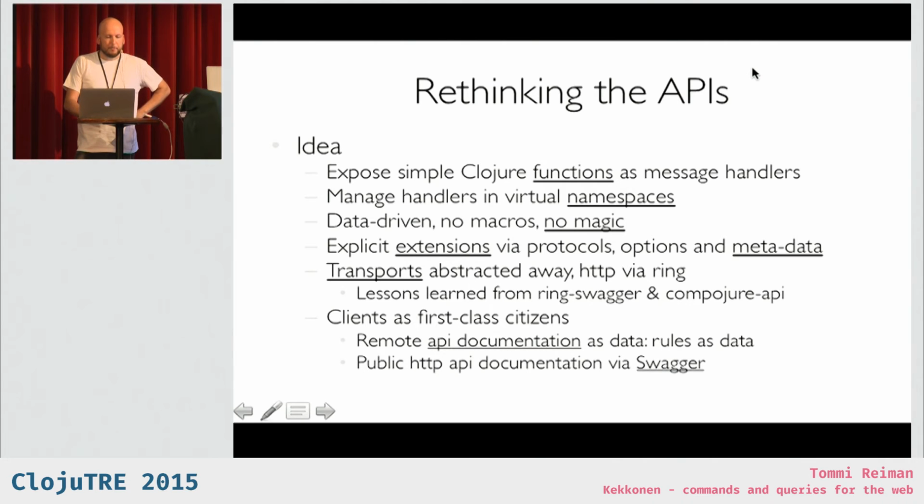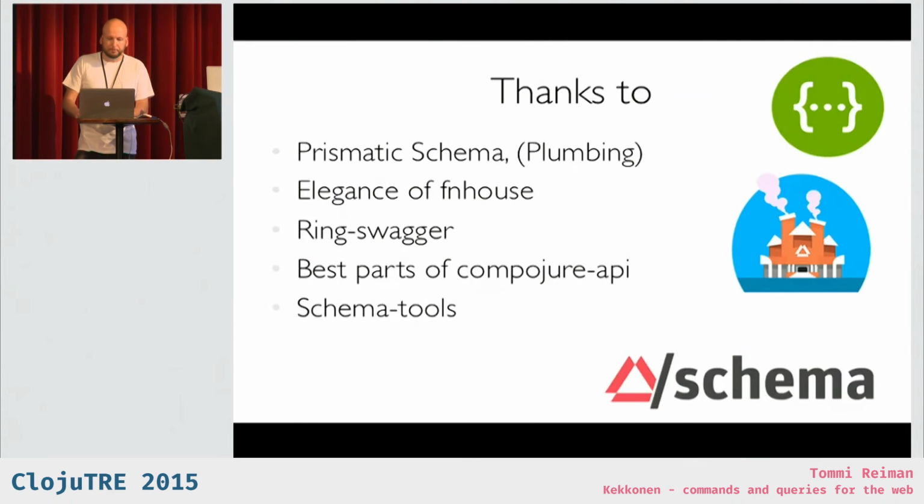And then the transport. The web is what we are using, but abstract it away so you could have a queue of some kind which is consumed by these message consumers. And the last thing: the client. The APIs are for the client, so it's at the center of that.